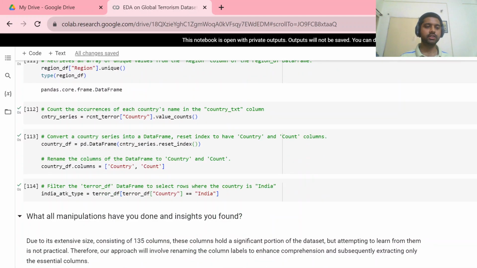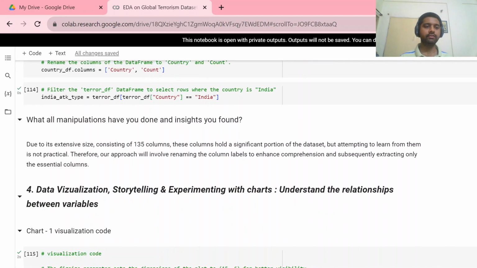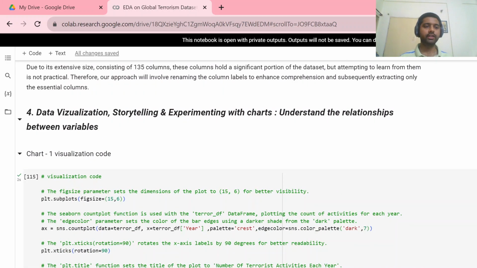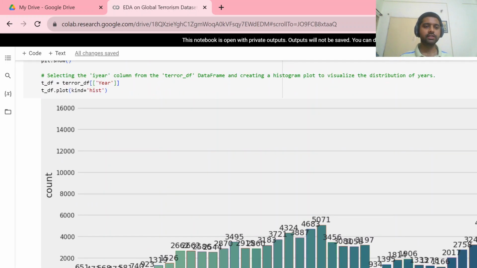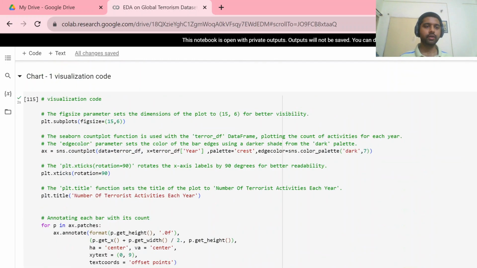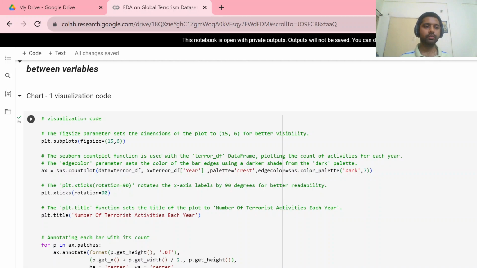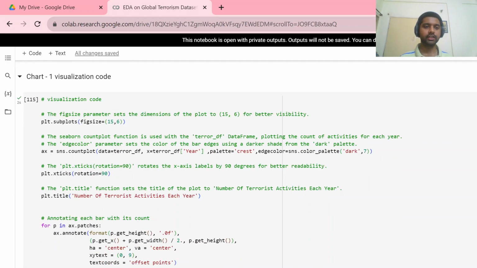This is all the preparation we had done. Now it is the visualization part. This is our first visualization code over here. Here we can see we plotted the count plot of the number of attacks over the years.